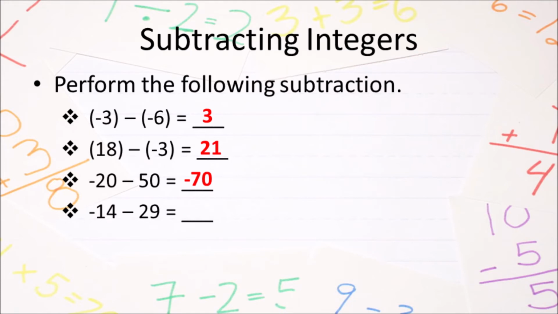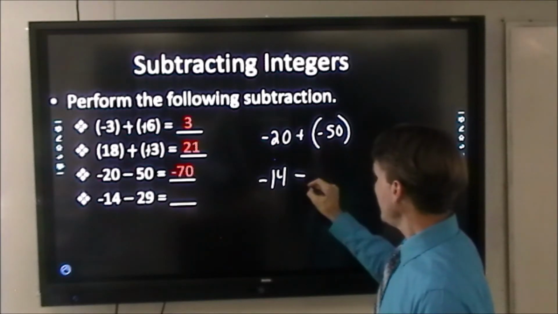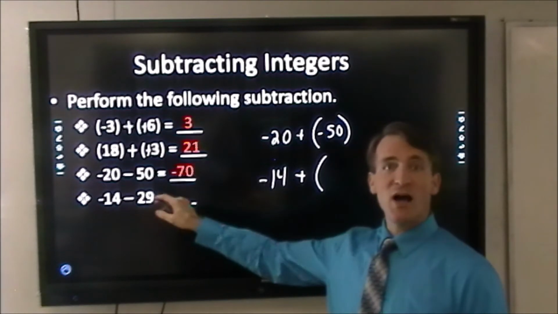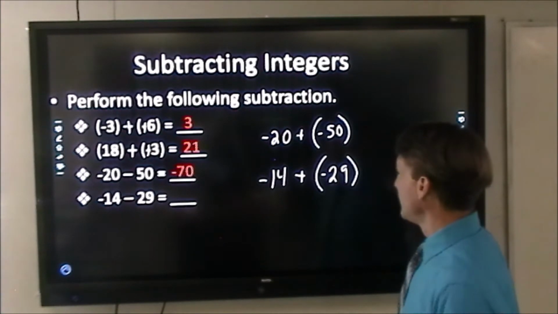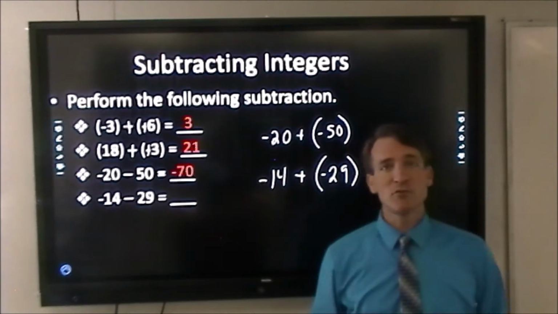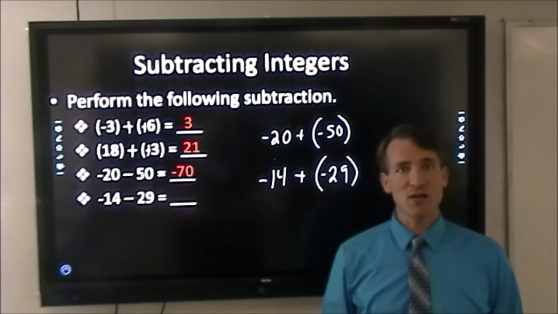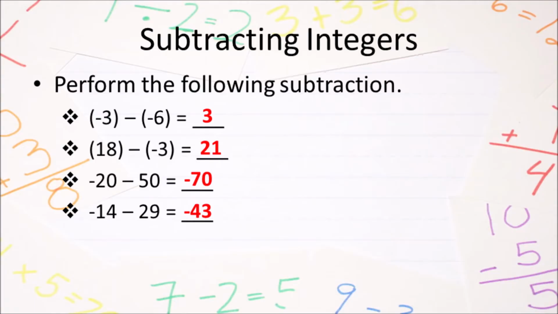Negative 14 minus 29. Changing it to an addition problem, I have negative 14 plus the opposite of 29, which is negative 29. Once again, I'm adding two numbers with the same sign, so I find the sum. That gives me 43. Both of them are negative, so it's a negative 43 as my answer.